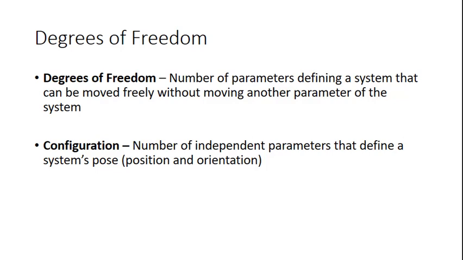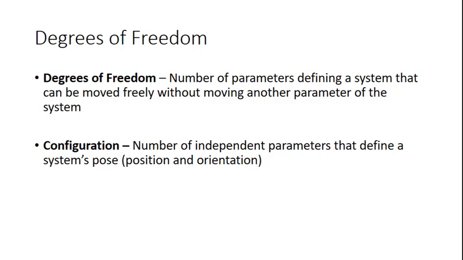And a configuration is the number of independent parameters that define a system's pose. A pose is a position and orientation. So a pose would be like those 3x1 vectors that were x, y, theta. That would be a pose.